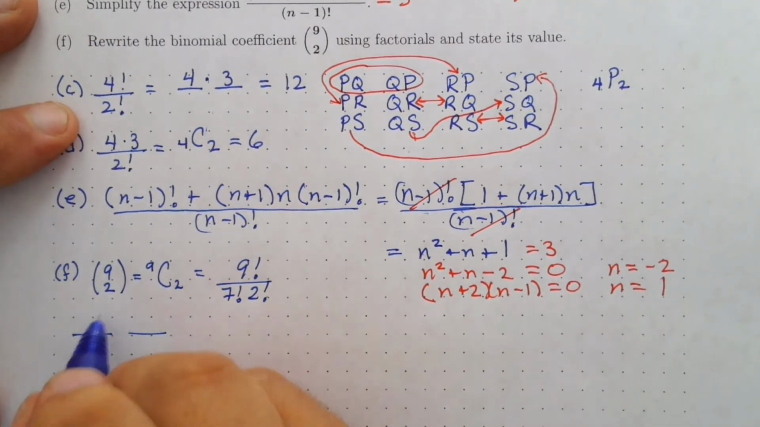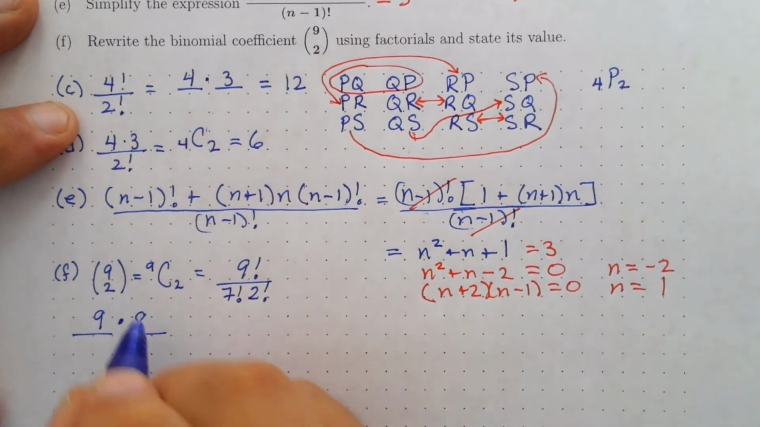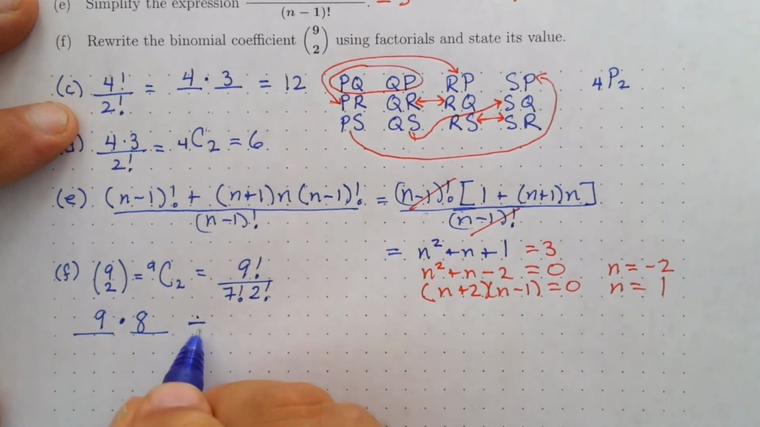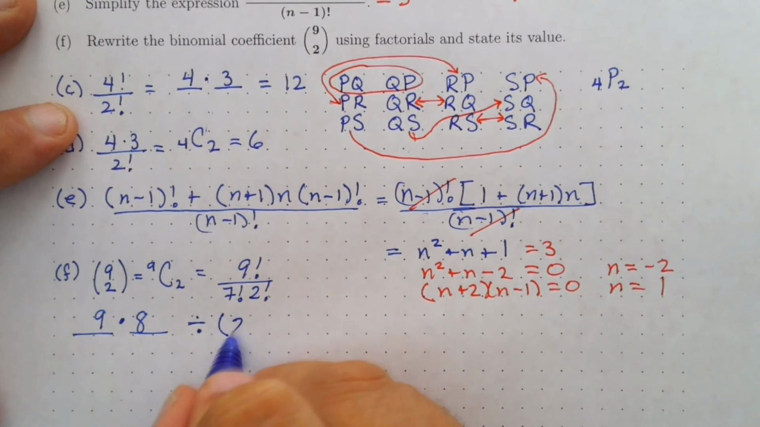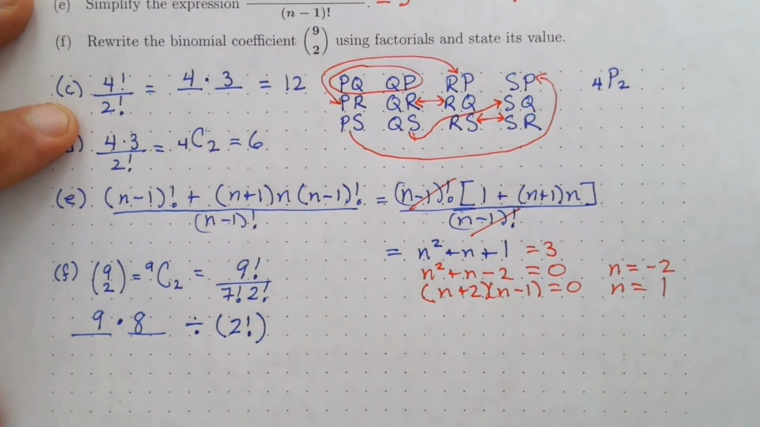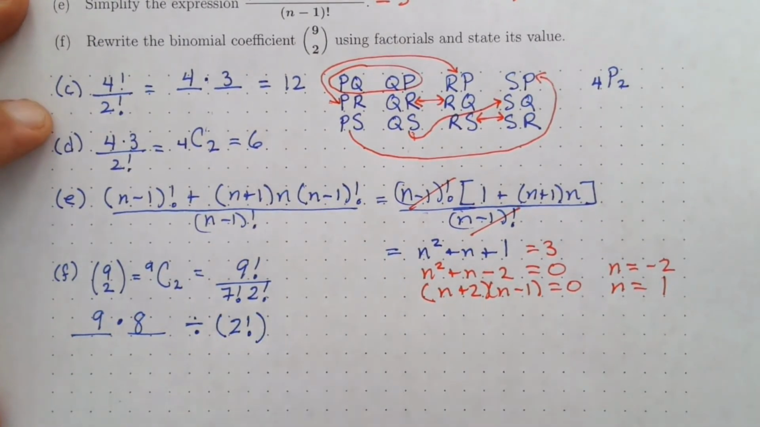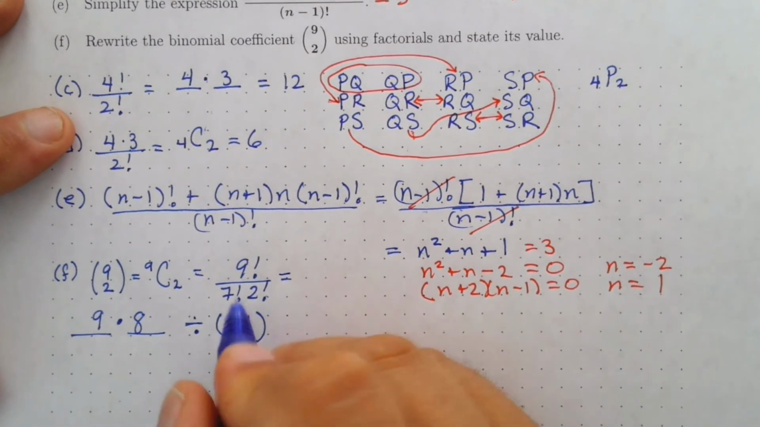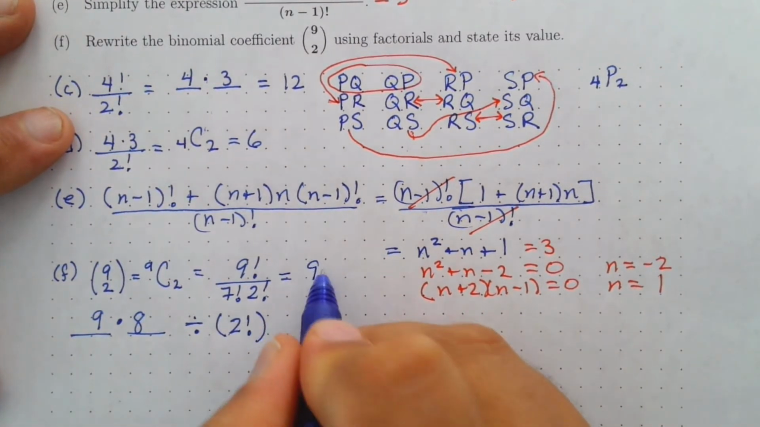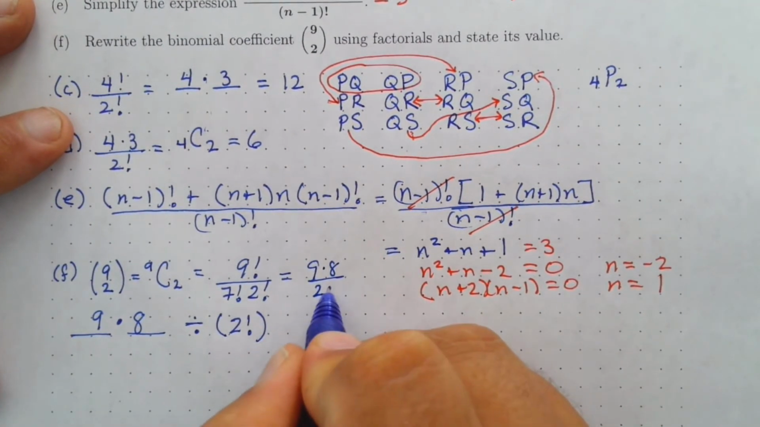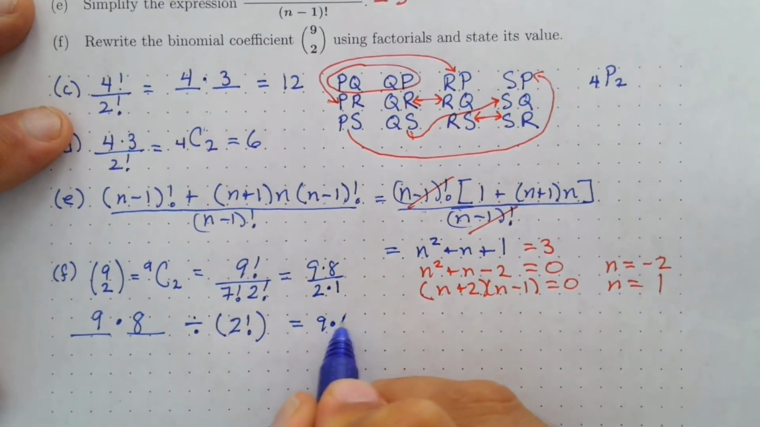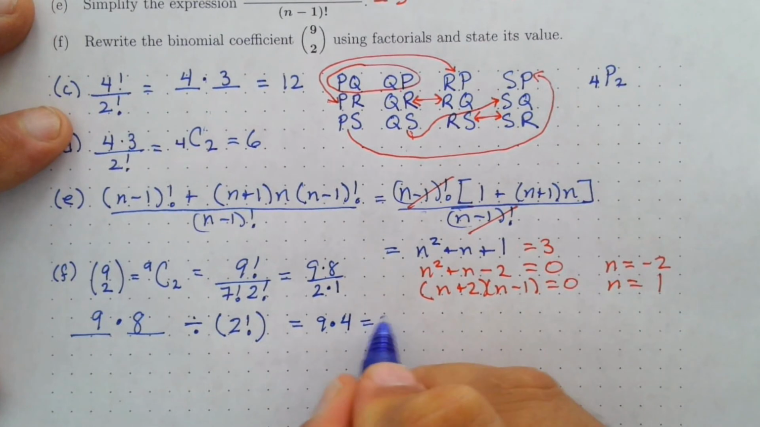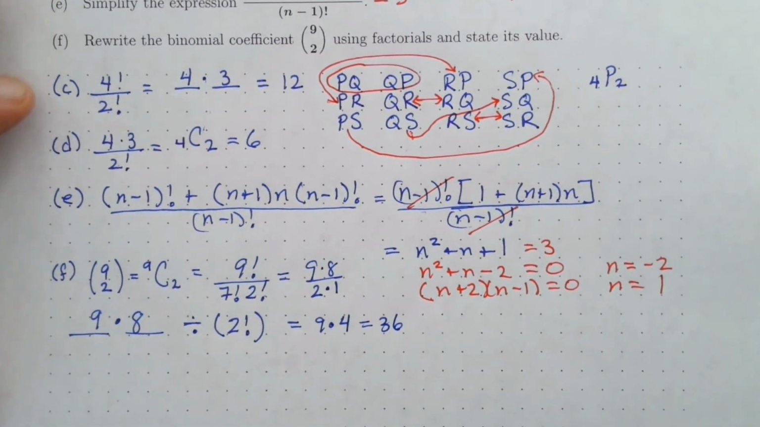I need to select 2 of them, so that's 9 times 8. But then I need to divide out by the ways I could organize those 2 items, in this case 2 factorial. So 9 factorial divided by 7 factorial 2 factorial is 9 times 8 divided by 2 times 1, which then is going to be 9 times 4, which would be 36.